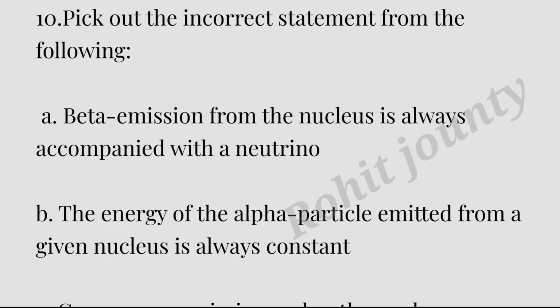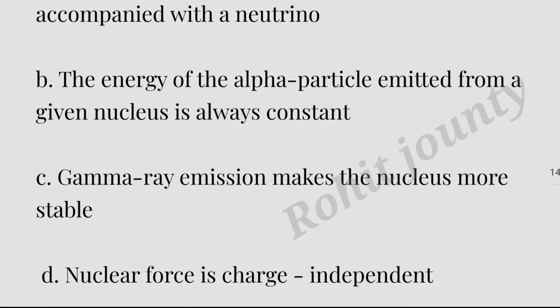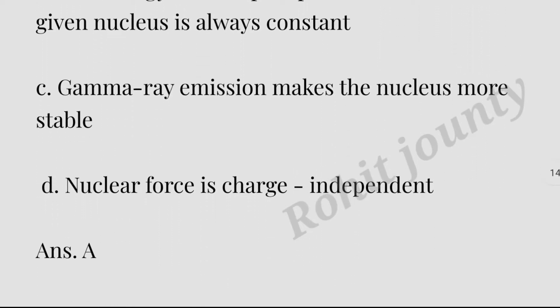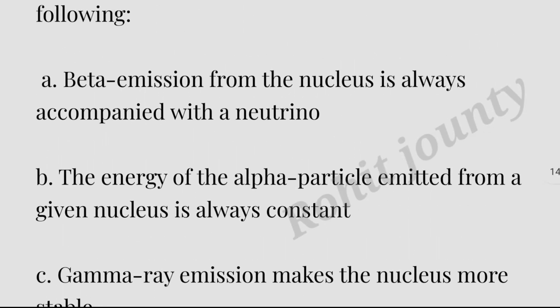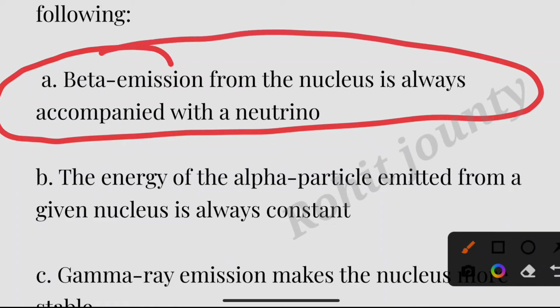Question number 10. Pick out the incorrect statement from the following. Option A: Beta emission from the nucleus is always accompanied with neutrino. Option B: The energy of the alpha particle emitted from a given nucleus is always constant. Option C: Gamma ray emission makes the nucleus more stable. Option D: Nuclear force is charge independent. The correct answer is option A. Beta emission from nucleus is always accompanied with neutrino.